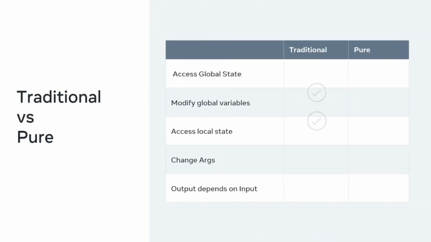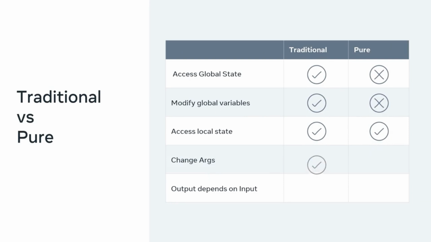Traditional functions can access and modify variables on the global state, but pure functions cannot. Both traditional functions and pure functions can access variables in the local state. Traditional functions can change args, whereas pure functions cannot. And lastly, the output of traditional functions does not depend on input. However, the output of pure functions does depend on input.